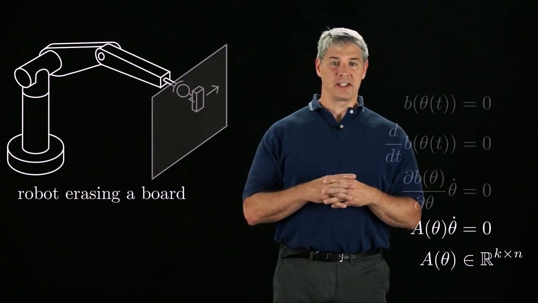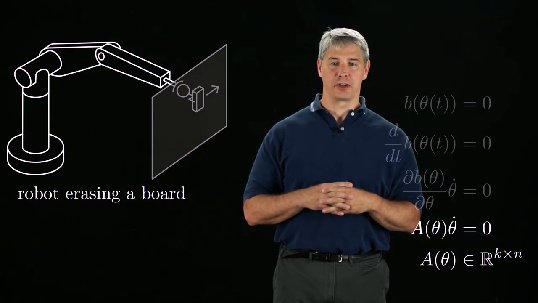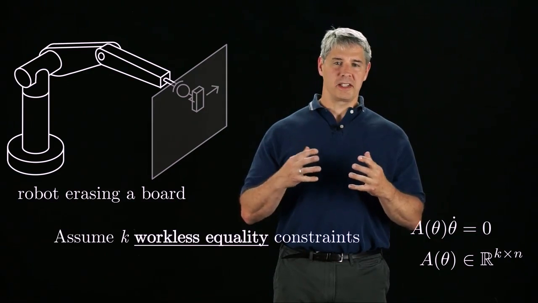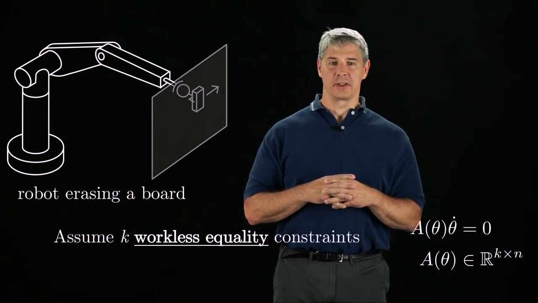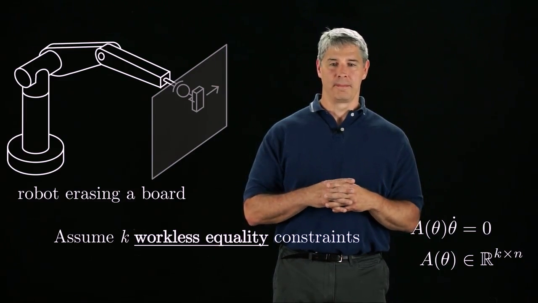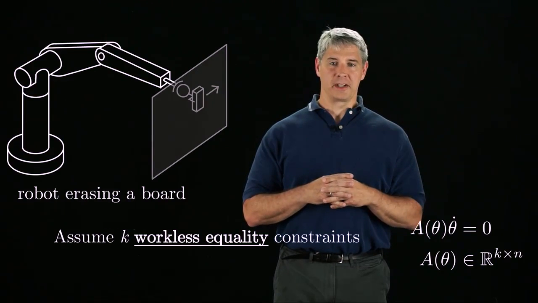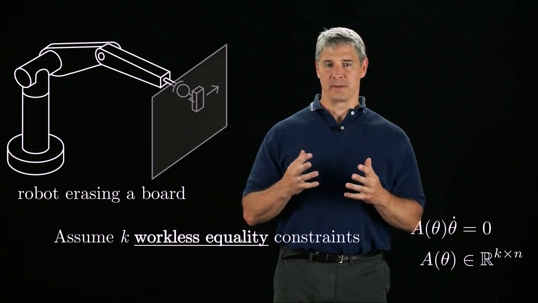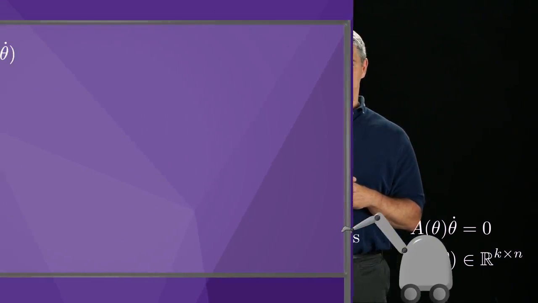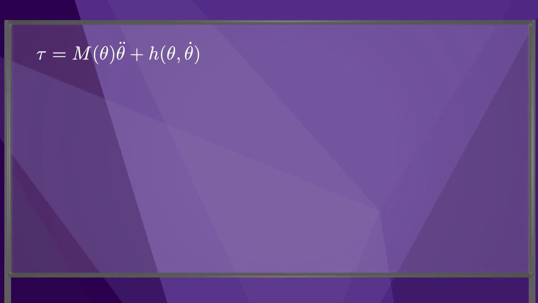These Pfaffian velocity constraints can also represent non-holonomic constraints, as discussed in Chapter 2. We assume these k equality constraints are workless, meaning that the forces that enforce these constraints do no work on the robot. For the example of the robot erasing the board, this means that there is no friction between the eraser and the board. Without constraints, these are the equations of motion of the robot.